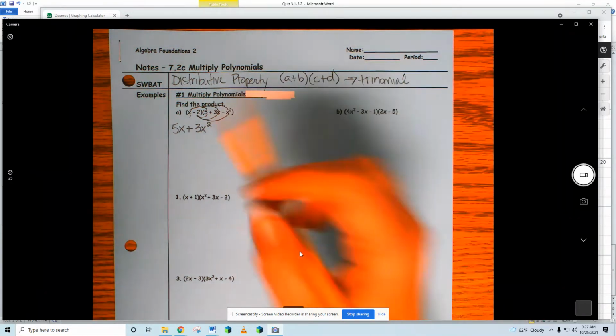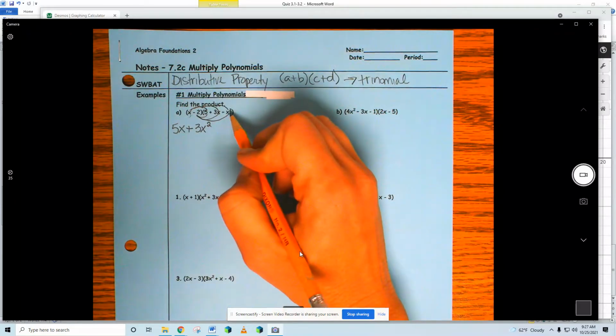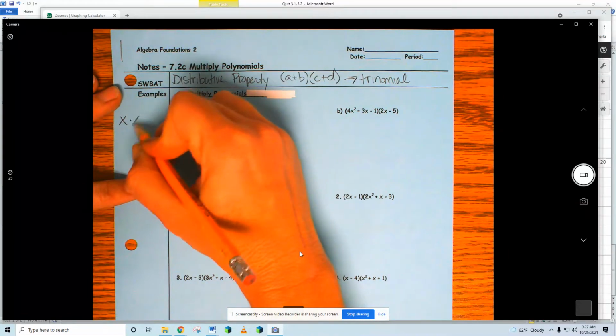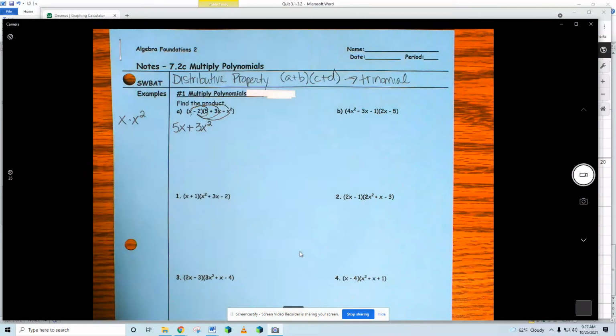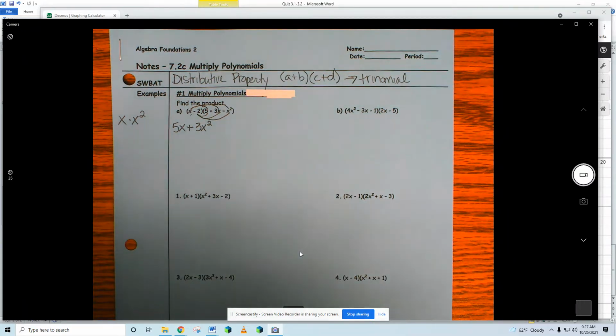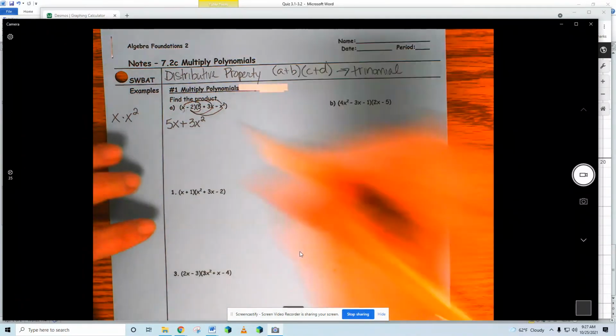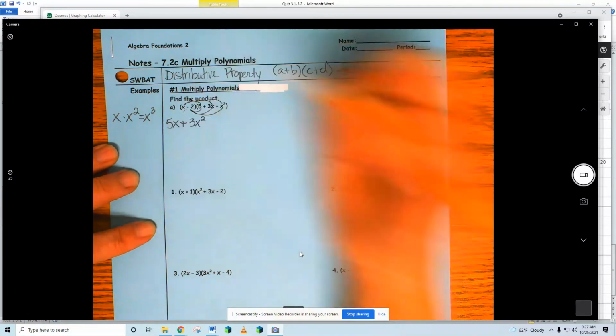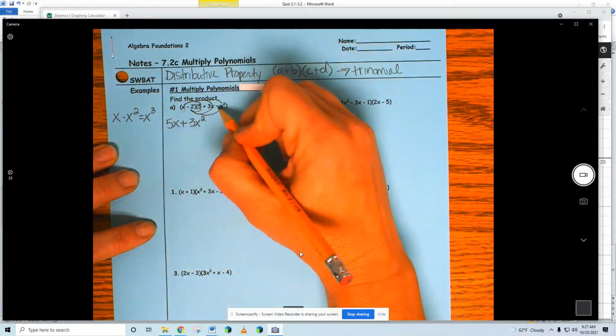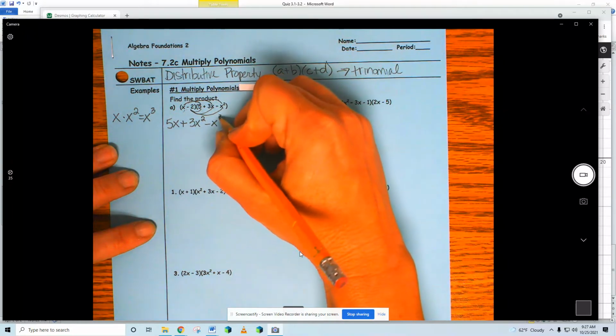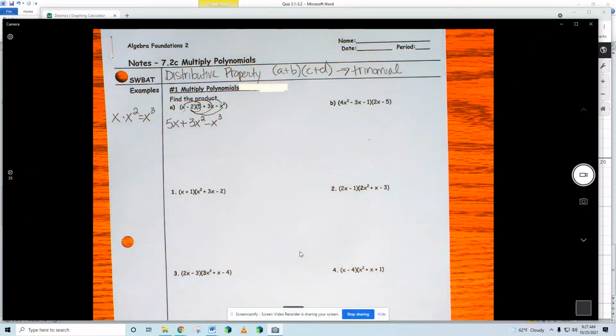Lastly, x times negative x squared. So an x times an x squared, and it's negative, but what is x times x squared? Negative x cubed. Negative x to the third. So this with all positive numbers would be x to the third, but x times a negative x squared is negative x cubed. I'm going to keep going. So don't write so big because I don't want you to infringe on problem B.